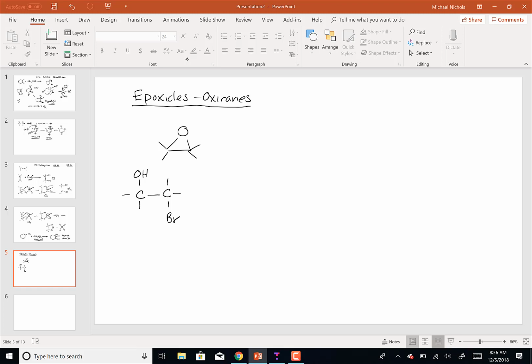Right, so here's our bromohydrin from, I don't know, one to two to three weeks ago. So what we do is, if we treat the bromohydrin with something like hydroxide, the hydroxide can deprotonate the OH of the bromohydrin. And remember that when we made bromohydrins, the bromine and the OH group were always trans.